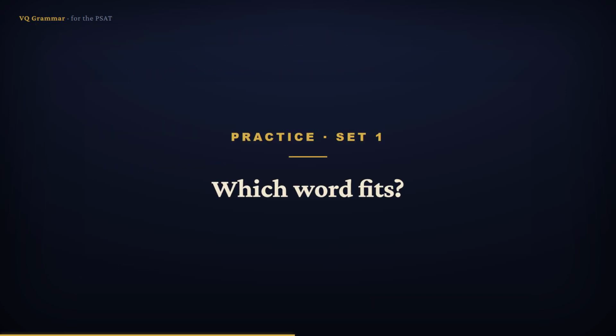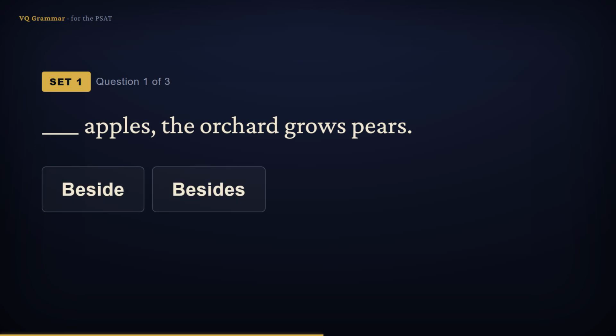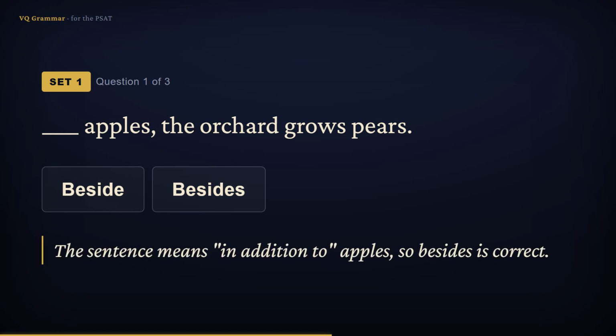In this first set, pick the word that fits the sentence. Think about the meaning, next to or in addition to or a group, toward or away. Pause and try each one before I answer. Blank apples, the orchard grows pears. The sentence means in addition to apples. That's the extra S word, besides. Beside would mean next to the apples, which makes no sense here. So the answer is besides.